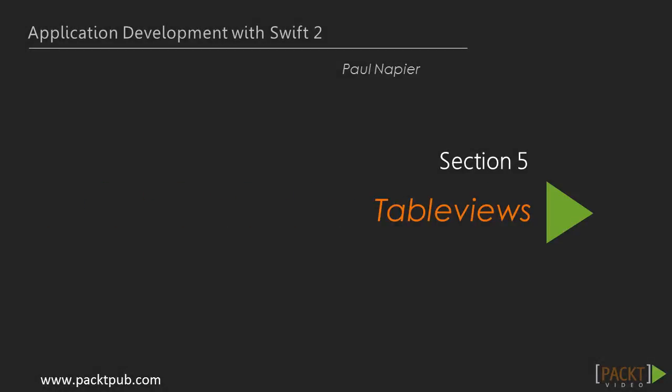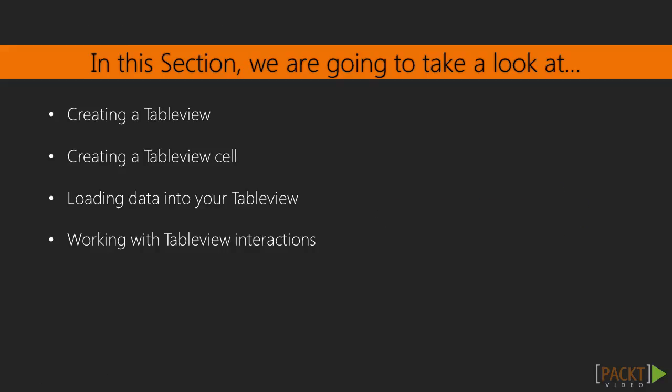In the previous section, we understood how to work with the various different delegate protocols, as well as hooking up the user interface. In this section, we're going to start by creating a table view. Then, we're going to move on to creating a table view cell within our table view. After that, we're going to look at how we load data into our table view. And finally, we'll be working with table view interactions, where we will be selecting and deselecting our cells.